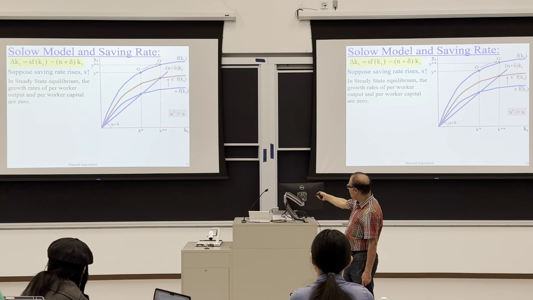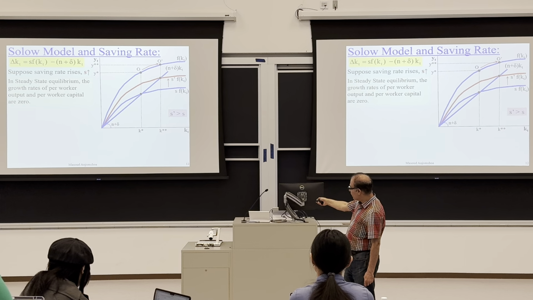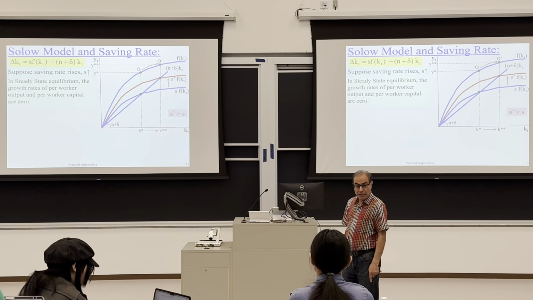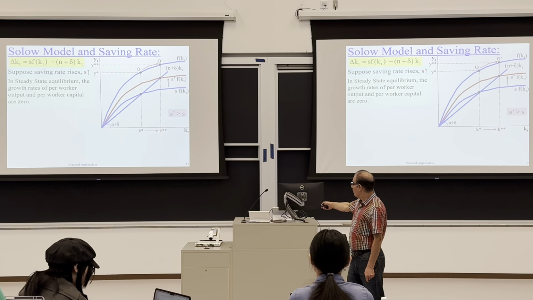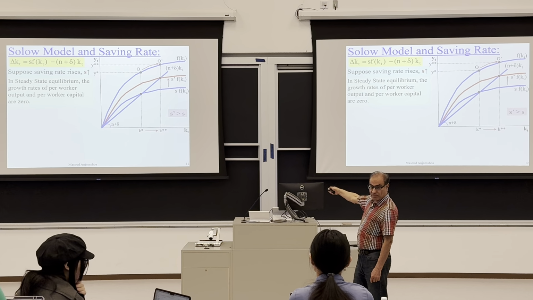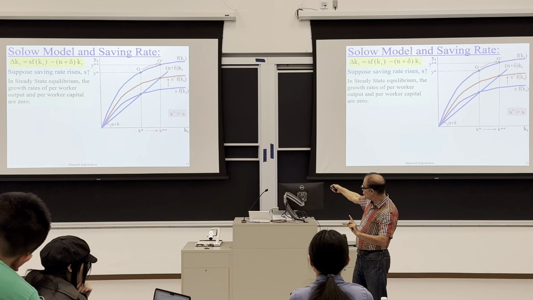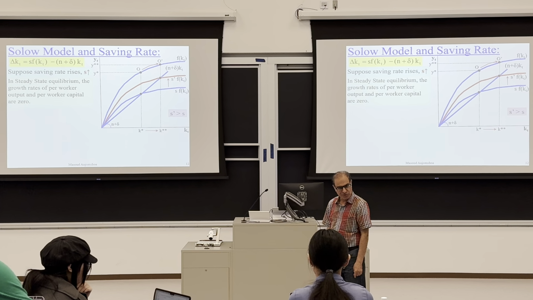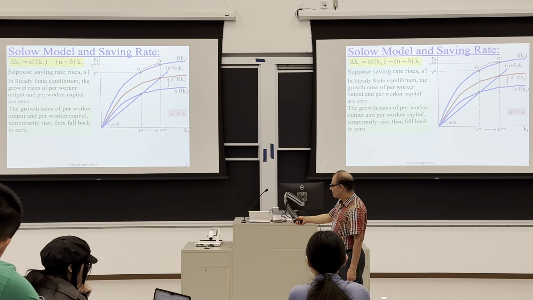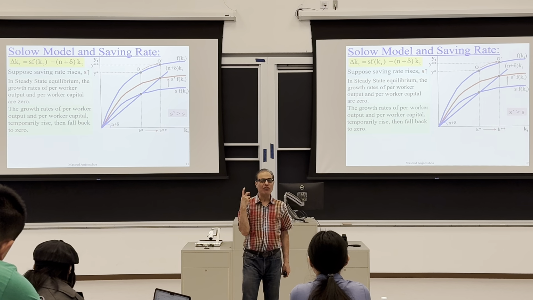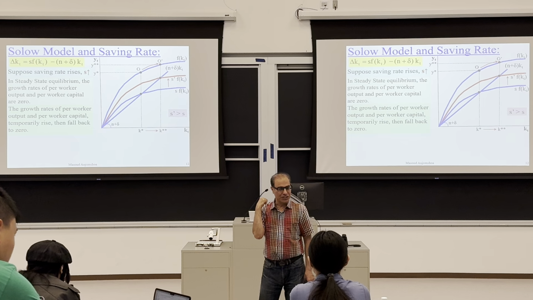Why? Because if saving rate goes up, yes, you see, per worker output goes up permanently. Sorry, per worker capital and per worker output go up permanently. However, growth rate goes back to zero. You see, when you go from O, the growth rate of the economy becomes positive for a while, taking the economy from O to O prime, and then growth rate goes back to zero. And you know that humans are greedy. We want continuous growth rate of economies.